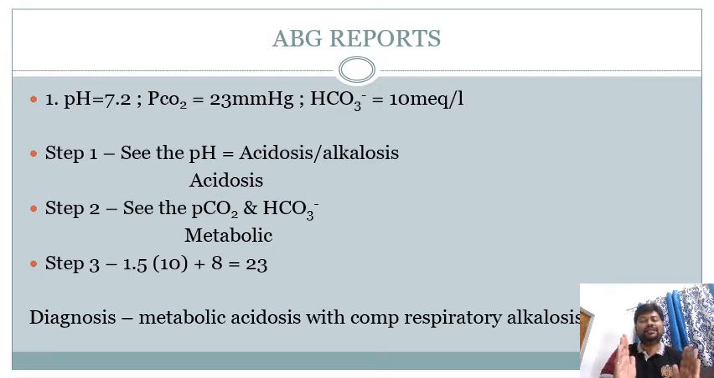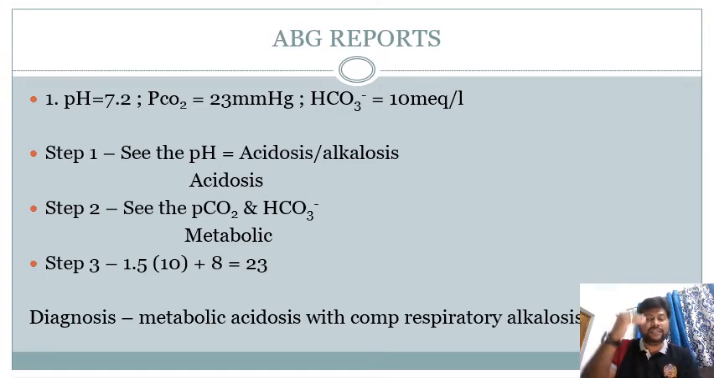So these are the three steps involved in the diagnosis of any ABG disorder. With this you can easily interpret almost 90 to 95% of the cases. The first step is just see the pH. By seeing the pH, make the diagnosis as either acidosis or alkalosis. If the pH is below 7.4, make it acidosis. If it is above 7.4, make it alkalosis.